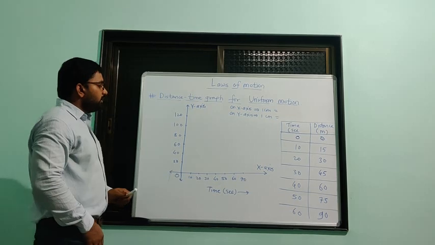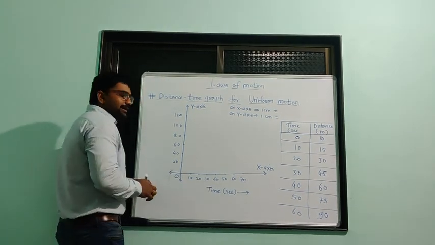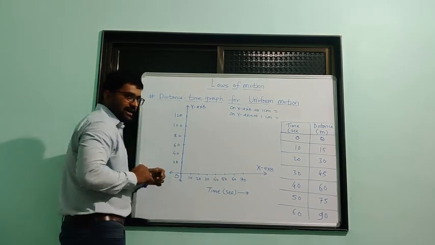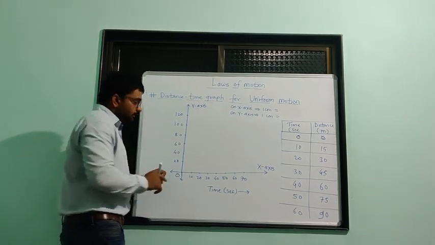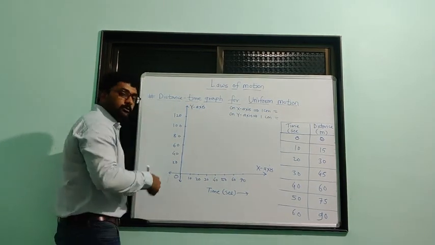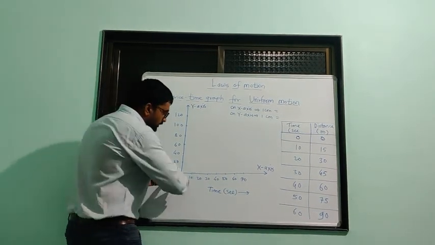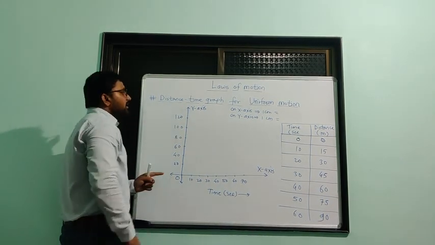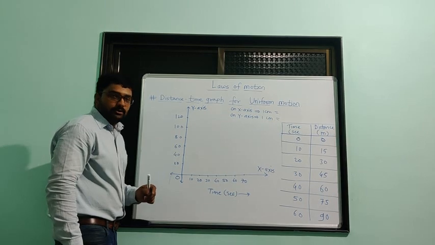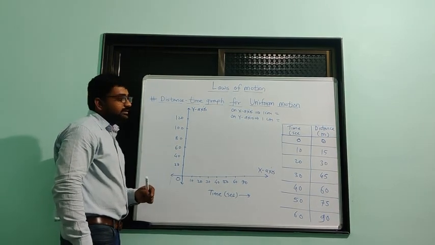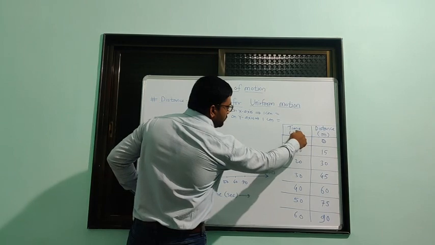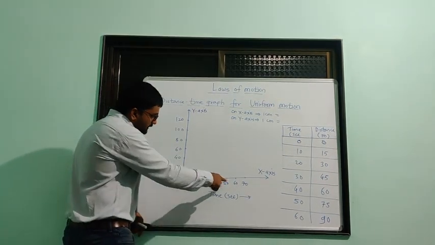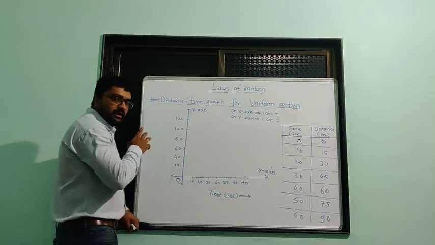First of all, we know the graph is in two dimensions: x axis and y axis. There are two lines. One is a horizontal line and one is a vertical line. This horizontal line is called the x axis and this vertical line is called the y axis. These two axes we have to consider because we have two things, one is time and one is distance. So on one axis we take time and on the other axis we take distance.